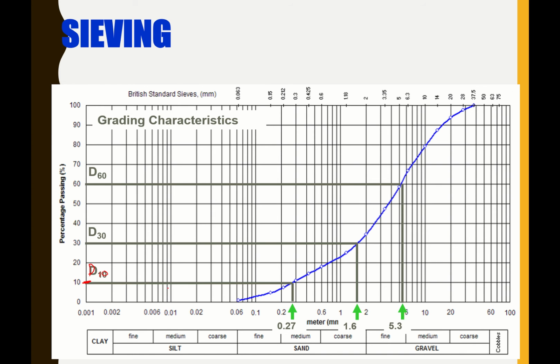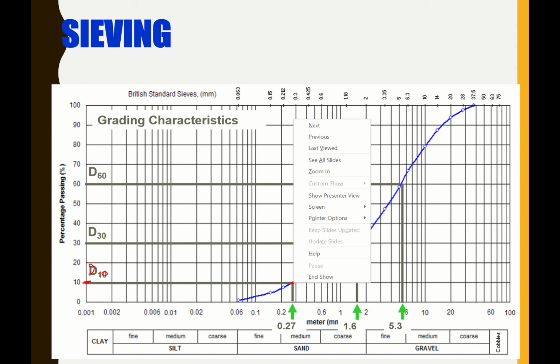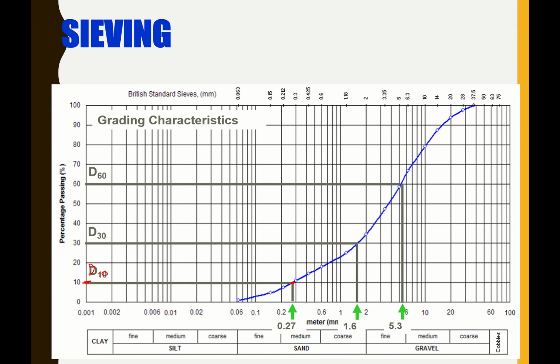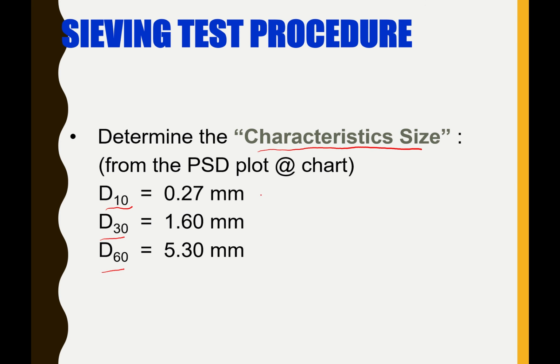So use your ruler and draw a horizontal line to the point where the line intersects your curve, and then draw the vertical line to find the size of particle at 10% of this grading curve. So with this, D10 is 0.27. From the curve, write down the value of 0.27.